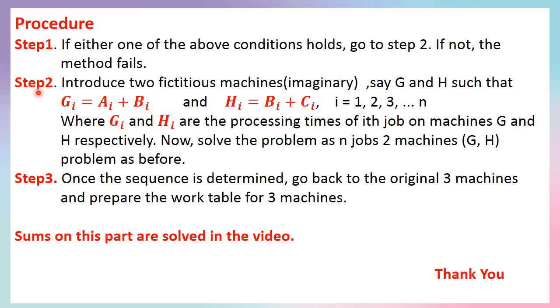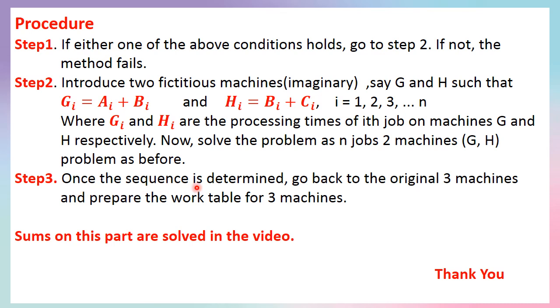Now, step 2 says introduce 2 fictitious machines. Fictitious machine means imaginary, say G and H, such that Gi is equal to Ai plus Bi. Gi means the processing time on the new machine G. And Hi is Bi plus Ci, where Hi is the processing time for machine H, and i is equal to 1, 2, 3, etc., n. N jobs are there, so we have n timings also. Now, solve the problem as n jobs on 2 machines, that is G and H, and we have already done problems on 2 machines. So we have to follow those steps.